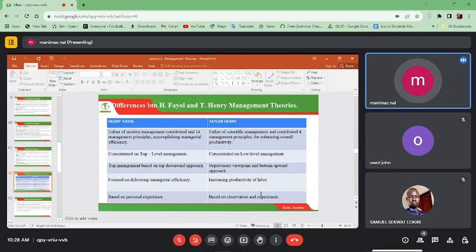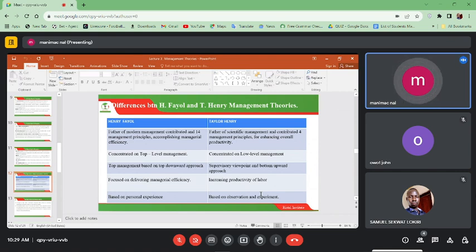The second principle of Taylor is that we need to cooperate with workers to ensure that the scientifically developed methods are being followed. What do we mean by this? We need to work hand in glove, together towards common goals with employees, not only to improve profitability, but also to build a very good rapport, a very good relationship among employees.